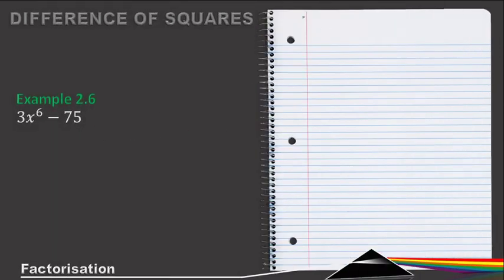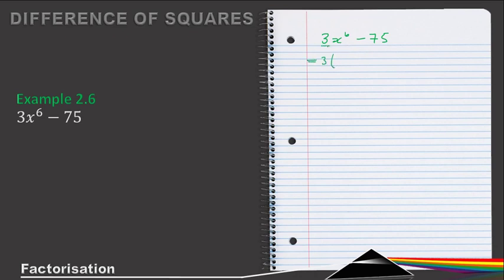And then example 2.6. Now in this case, we have 3x to the power 6 minus 75. So we do have two terms and there is a negative, but 3 and 75, these numbers aren't perfect squares. If we are asked to factorize something, the first thing we always look for is a common factor. And 3 can go into itself and into 75. So let's first take out a 3 as a common factor.